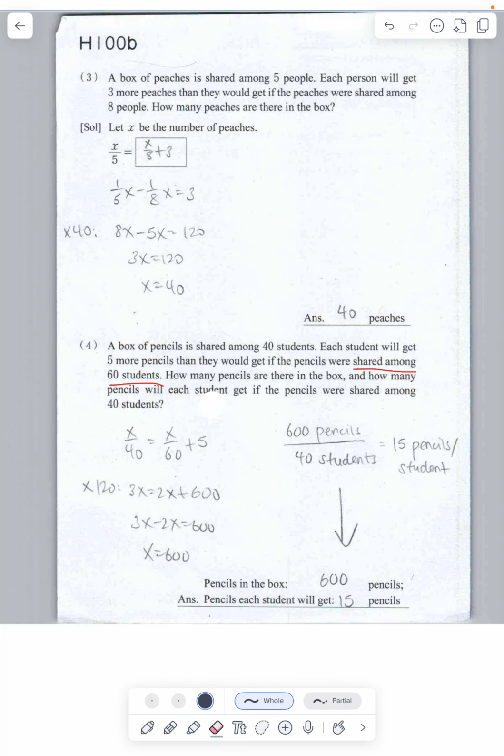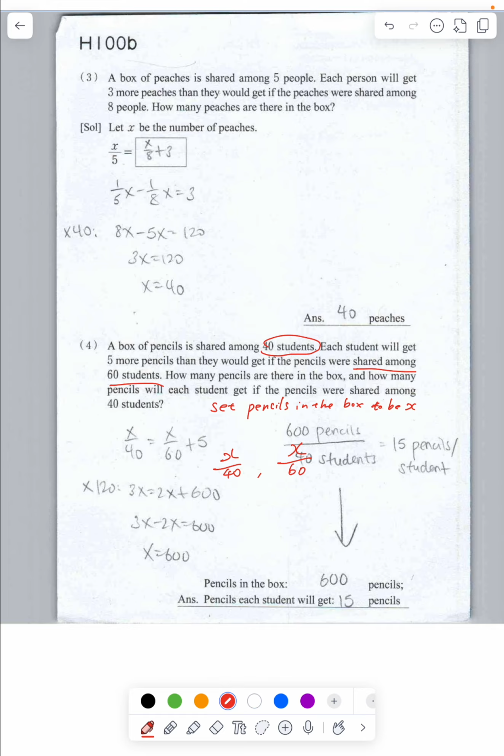So if we set the pencils in the box to be x, then in this first scenario, it's shared among 40 students, so it will be x over 40. What is the relationship between x over 40 and x over 60? Shared among 60 and shared among 40. What's the difference? 120. Why is it 120? Because 40 times 120.